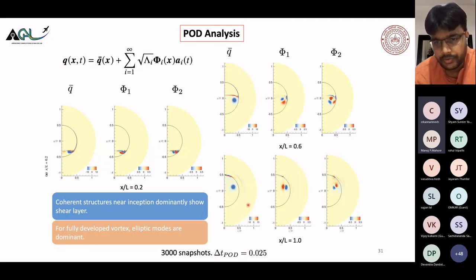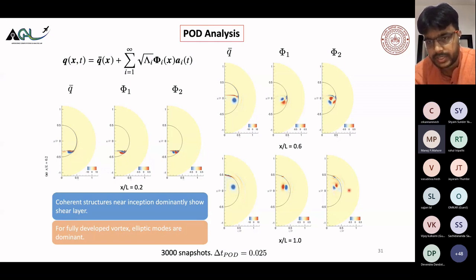So if you go to x by L equal to 1.0, you have a nice vortex here, completely a nice vortex. And you would see that these are very nice elliptic structures. There is one ellipse here and two here, and one here. This is phi 1 and phi 2, the first POD mode and second POD mode. So they are called the elliptic modes.